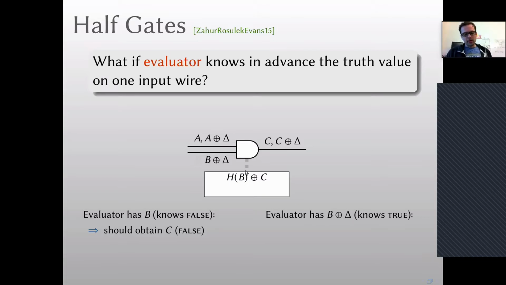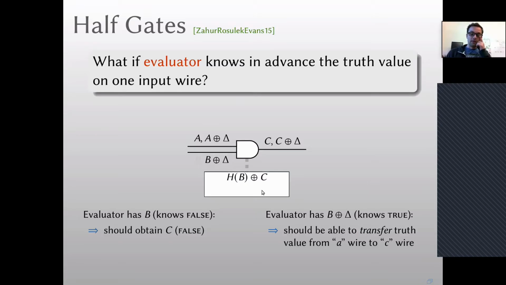If the evaluator has the true wire label and they know that it's true, then again, this AND gate becomes like an identity function. Whatever value, true or false, is on this A input wire, that should be transferred to the output wire. And the way we can do that is, if the evaluator has the true wire label, we will let the evaluator learn this value A XOR C.